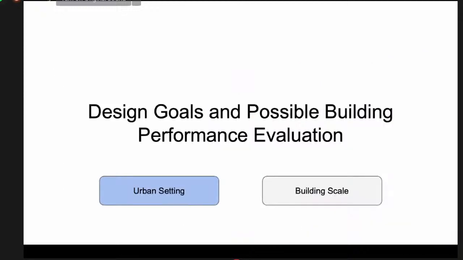I would like to share several samples about the design goals that we want to achieve and what kind of possible building performance evaluation we can do. Because I see that some students are working with a more urban setting, I will give this topic first, about how we can perform building performance evaluation in a more urban setting, and we're also looking at some examples at the building scale.